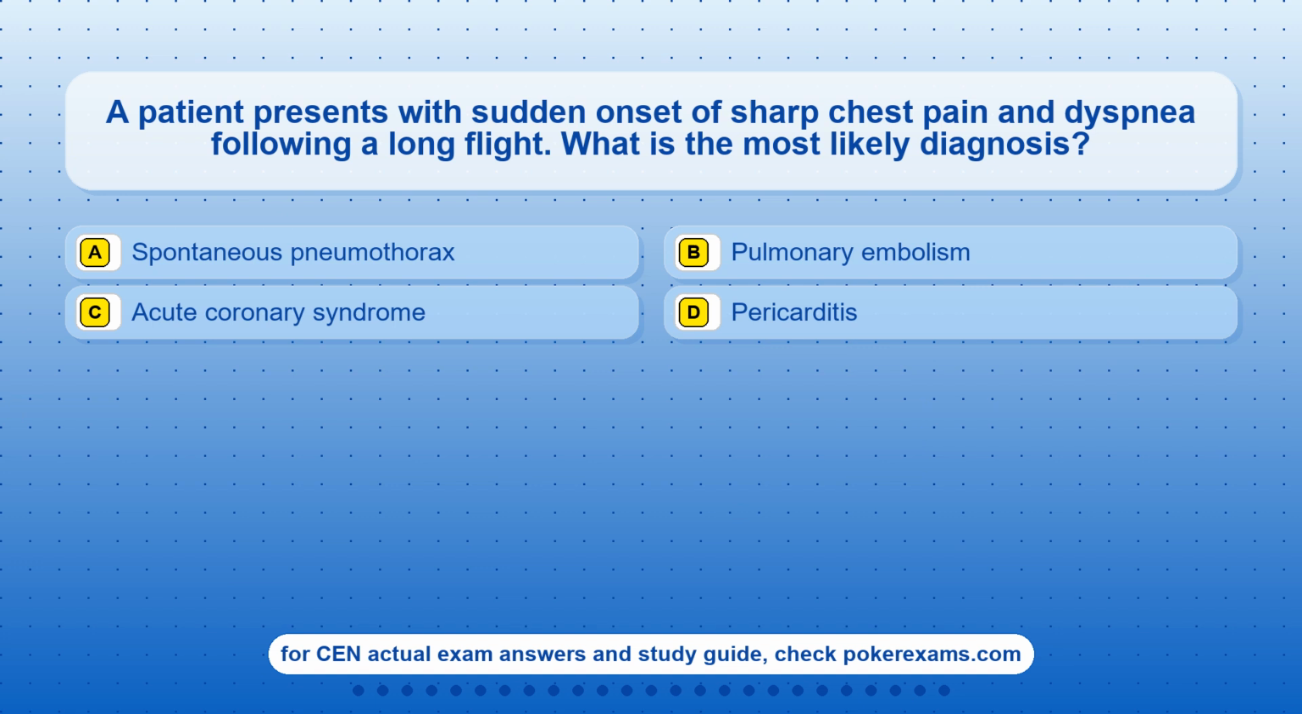Question 23. A patient presents with sudden onset of sharp chest pain and dyspnea following a long flight. What is the most likely diagnosis? Option A, spontaneous pneumothorax. Option B, pulmonary embolism. Option C, acute coronary syndrome. Option D, pericarditis.